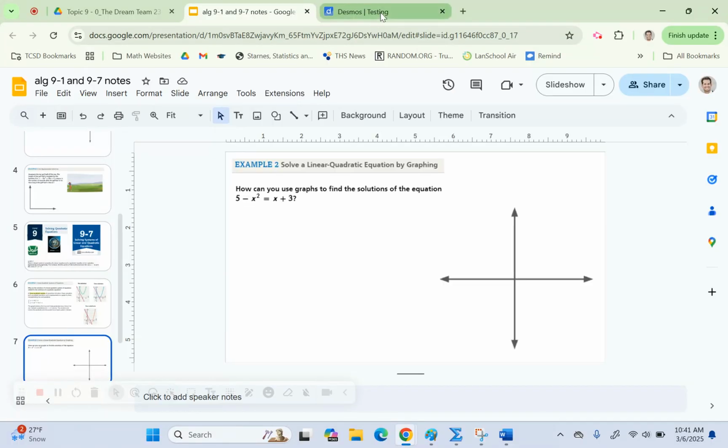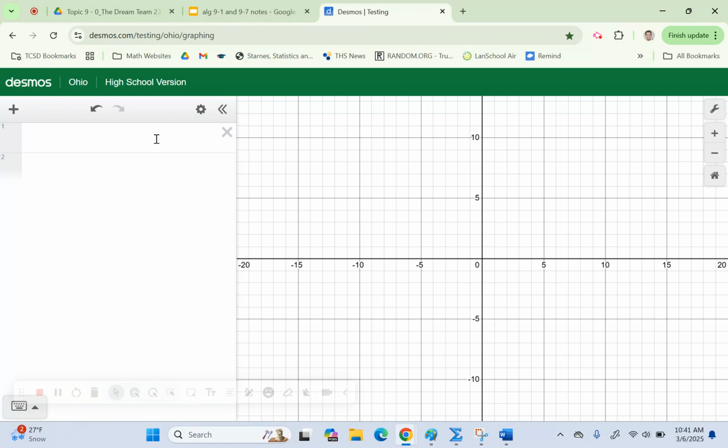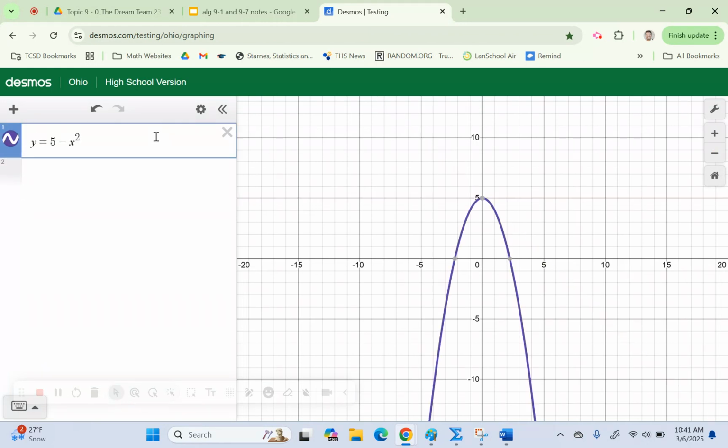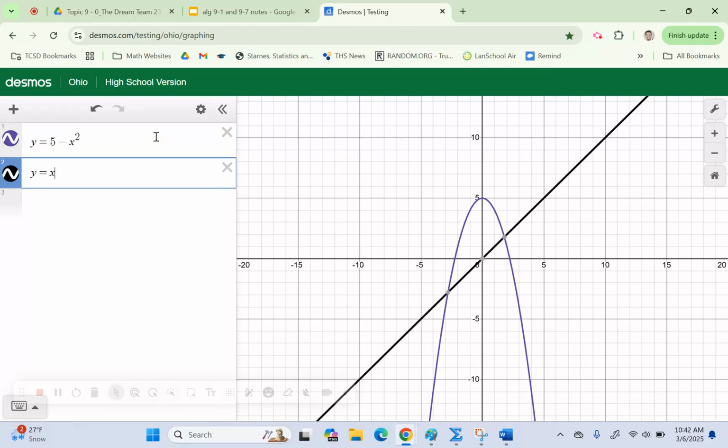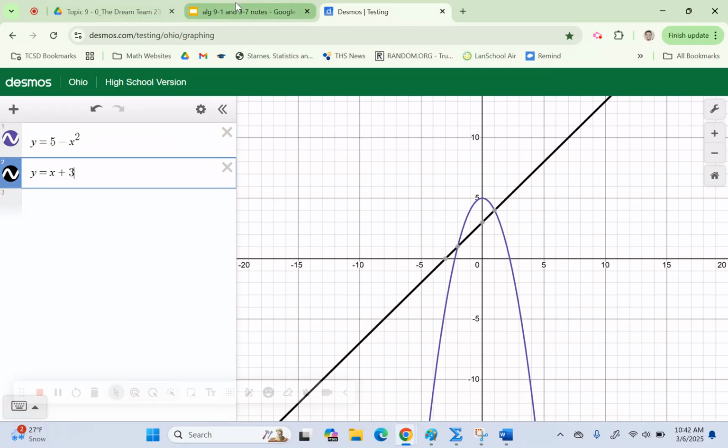Okay, so Desmos, I'm there. Zoom out 1. So y equals 5 minus x squared and y equals x plus 3. Okay, let me just double check. Yes. So again, if you would be so kind as to graph this.